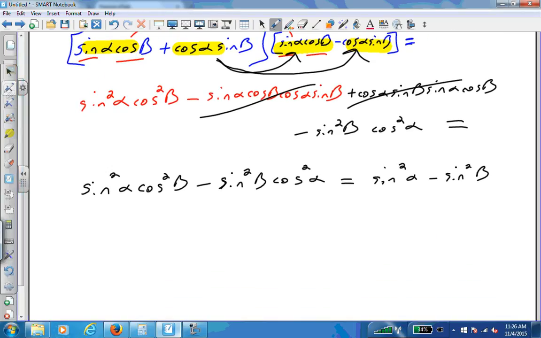So, just looking at it, nothing looks really good on either side. But notice both sides are differences of squares. We have a square minus a square. I don't know where this is going to go, but let's just see what happens if we factor the left side out as a difference of squares. This is sine alpha cosine beta, this being squared. This is sine beta cosine alpha, that's being squared. Same terms with a plus in the middle.